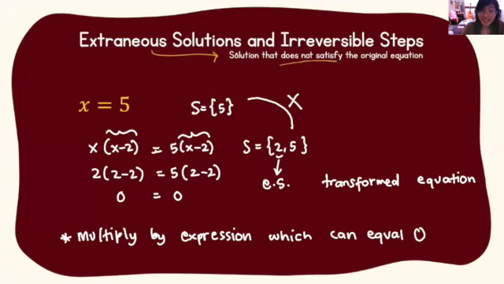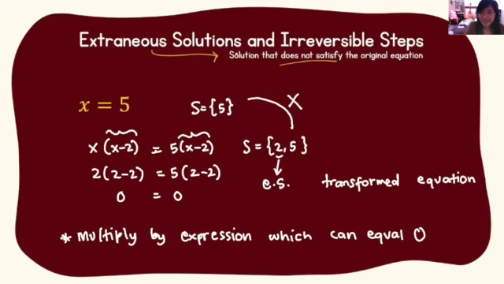Okay, so why is this not allowed? Because it is irreversible. That's why it's called an irreversible step. When you multiply by 0 and you want to reverse it, you divide by 0. But dividing by 0 gives you an undefined answer. Divided by 0 is undefined. That's why it's an irreversible step, which will transform the equation and produce an extraneous solution. So be careful, don't multiply by an expression which can equal 0.